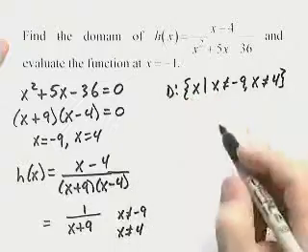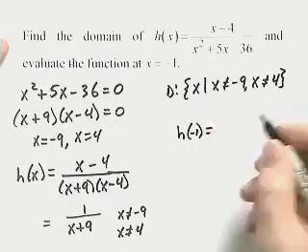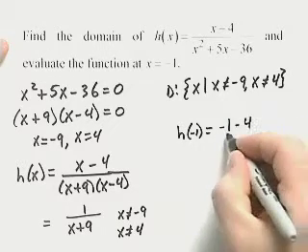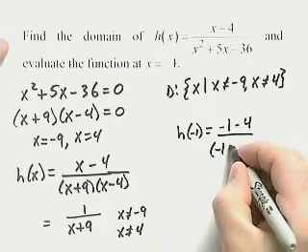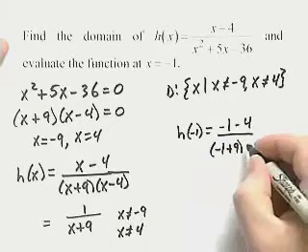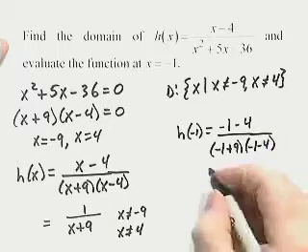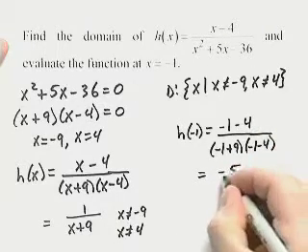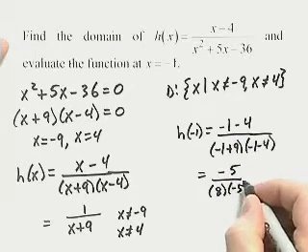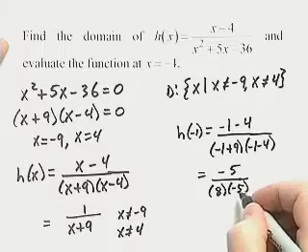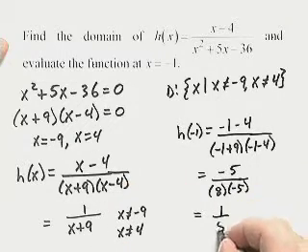Next we want to evaluate the function at negative 1. So we want h of negative 1. That's equal to (negative 1 minus 4) over (negative 1 plus 9) times (negative 1 minus 4), using the factored form. In the numerator we'll get negative 5. The denominator will have 8 times negative 5. Notice the negative 5s will cancel. It comes from that common factor. And so we end up with 1/8.